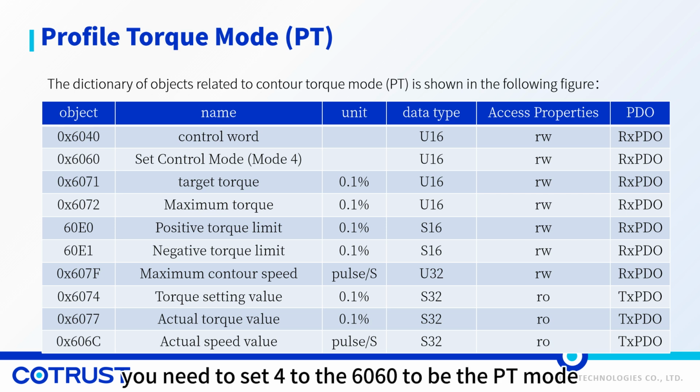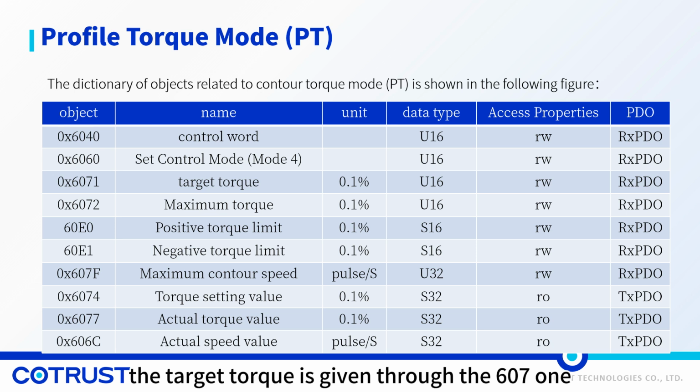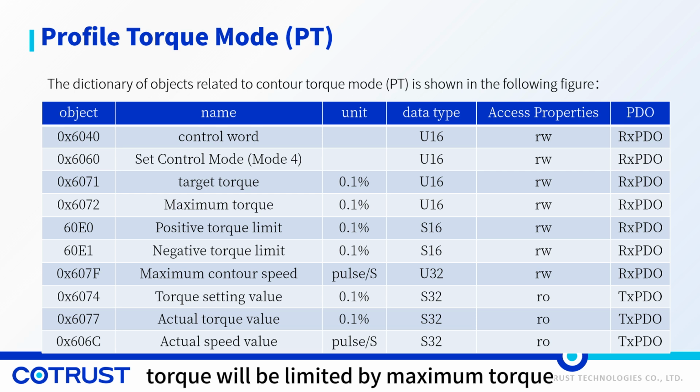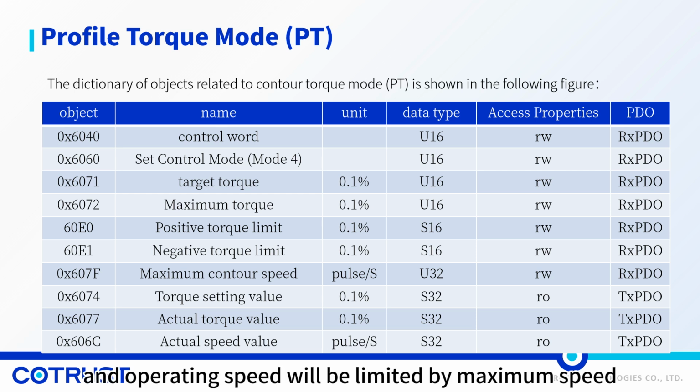You need to set 6060 to 4 to select the PT mode. The target torque is given through 6071. Torque will be limited by the maximum torque and the forward and negative torque limits, and the operating speed will be limited by the maximum speed.